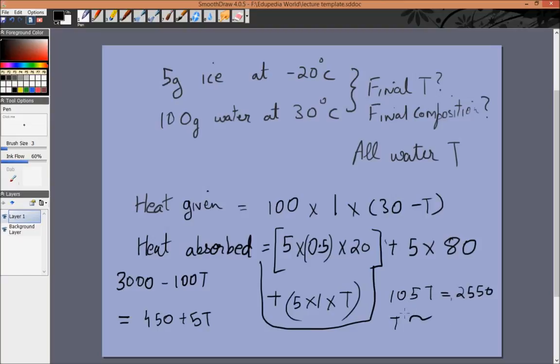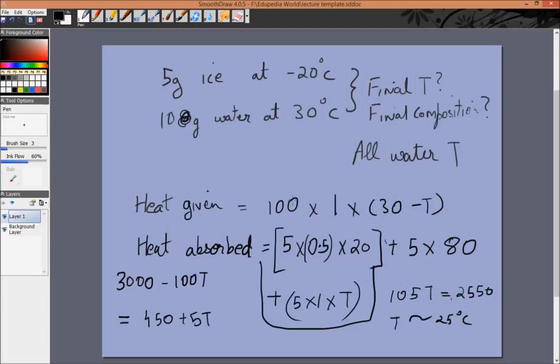We are dividing it by 105, a bigger number than 100, so it will be smaller. So maybe it will be something like 25 degrees centigrade or whatever. Exact value doesn't matter, right? So we got a reasonable answer between 0 and 30, so we knew that this was correct. But what if instead of 100 gram of water at 30 degrees centigrade, we had 10 gram of water at 30 degrees centigrade? What would have happened then?